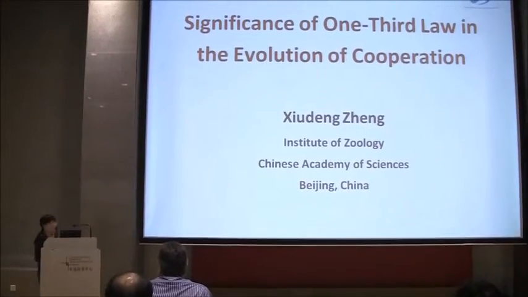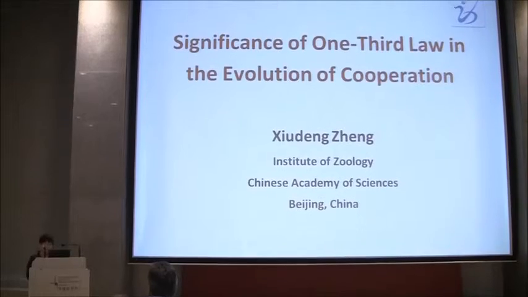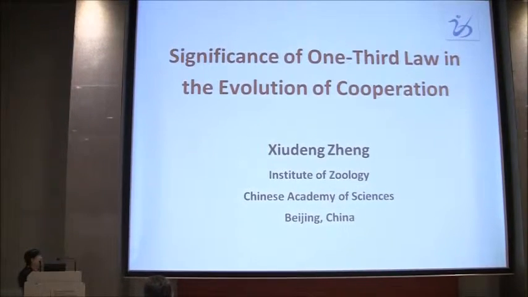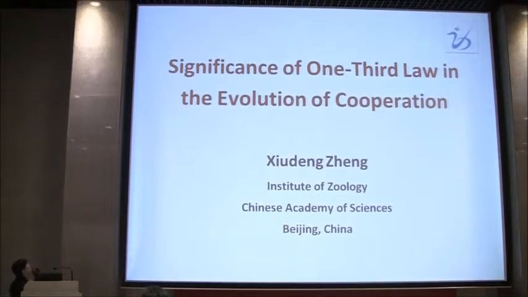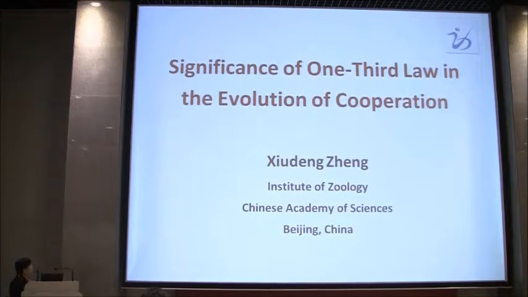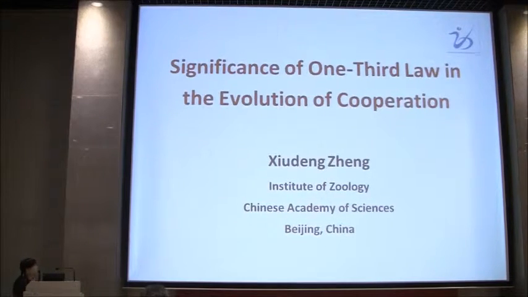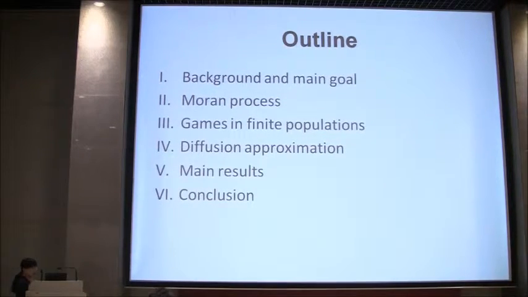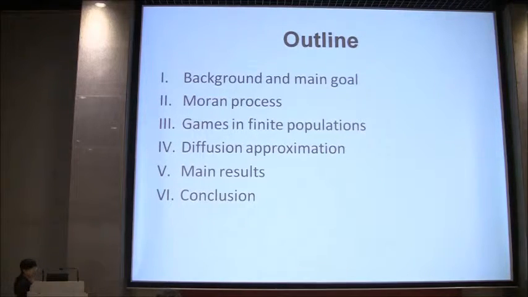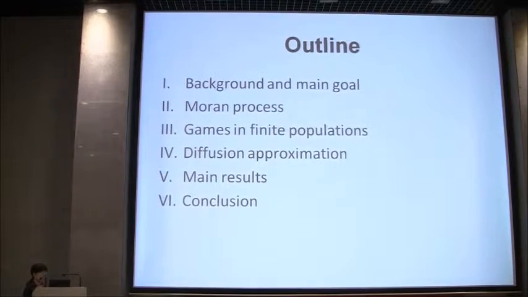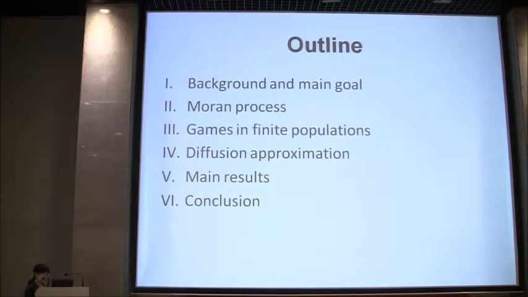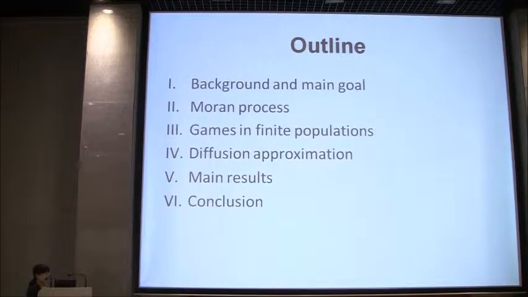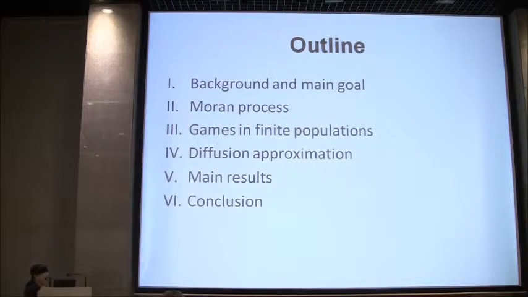Afternoon, everyone. I'm Xiudeng Zheng, also from the Institute of Zoology, and my topic is the significance of the one-third law in the evolution of cooperation. And this is the outline. It has 6 parts: background and the main goal, modeling process and games in finite populations, diffusion approximation, main result, and conclusion.